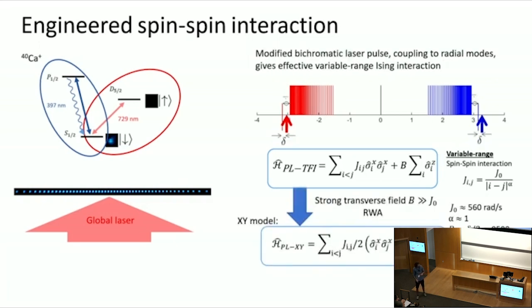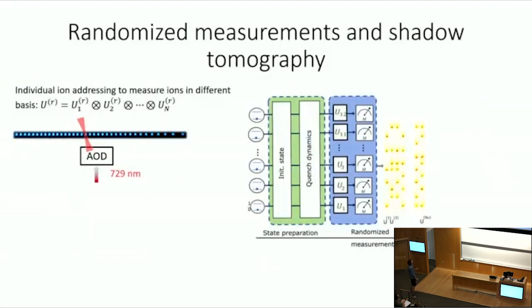When I now symmetrically detune these two tones, or do an asymmetric detuning from the radial modes, I generate a very strong sigma z rotation and can perform the rotating wave approximation and then get this XY Hamiltonian. That introduces the entanglement methods we are using here.